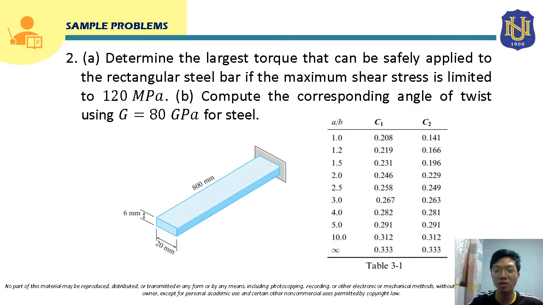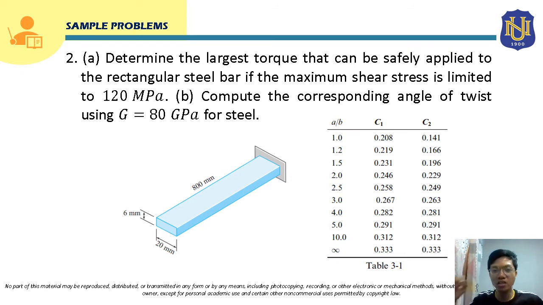For sample problem number 2, determine the largest torque that can be safely applied to the rectangular steel bar if the maximum shear stress is limited to 120 megapascal. So that is for letter A. Now for letter B, compute the corresponding angle of twist using shear modulus G equal to 80 gigapascal for steel.